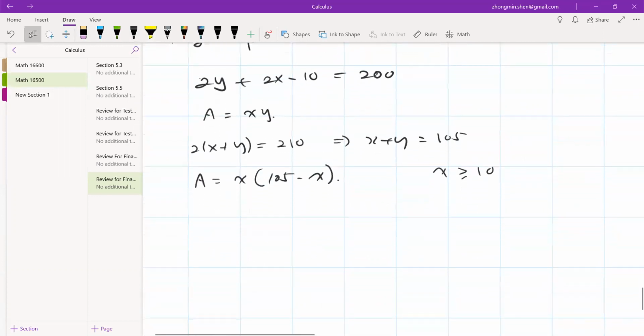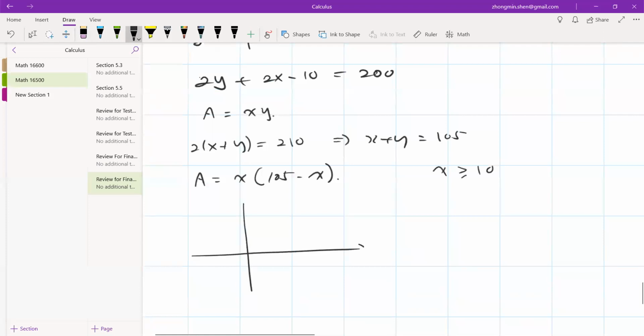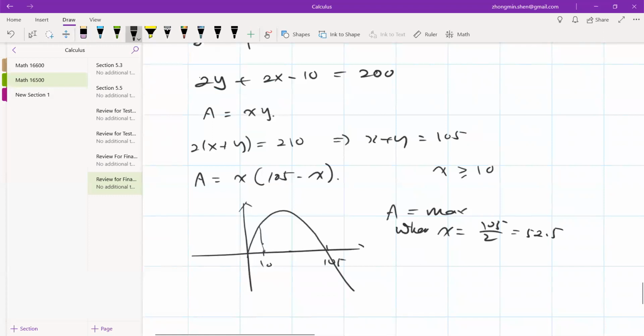When you look at this function, you will see this is a parabola with a 105. Its parabola opens downward. And here's a 10, and x can never be less than 10. That's fine. So at what x does the area have the largest possible value? I think the maximum occurs when x equals half of that, so it's going to be 52.5.